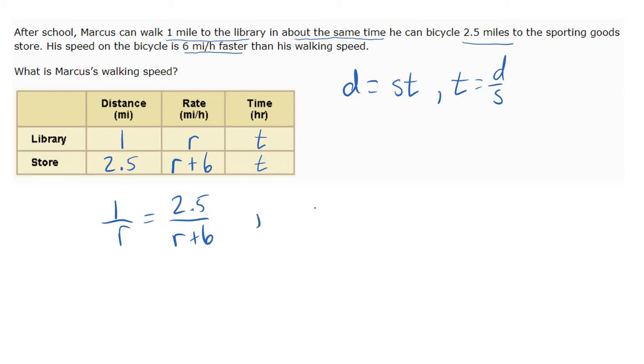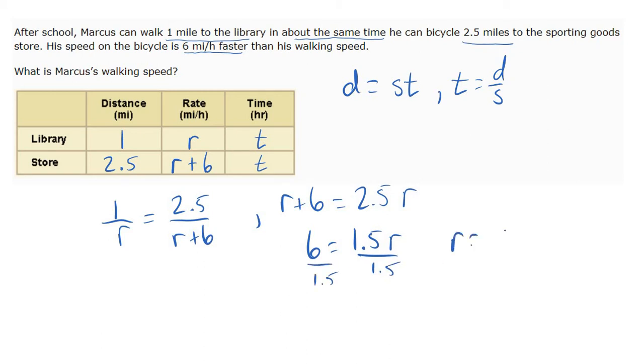So let's cross multiply. 1 times R plus 6 is R plus 6, equals 2.5R. Let's subtract R over, so 6 equals 1.5R. And let's divide by 1.5. Hey, R equals 4 hours, it looks like. Or I'm sorry, we're not doing hours, miles per hour. Okay, we're finding a rate. So he's walking about 4 miles per hour is what we just calculated.